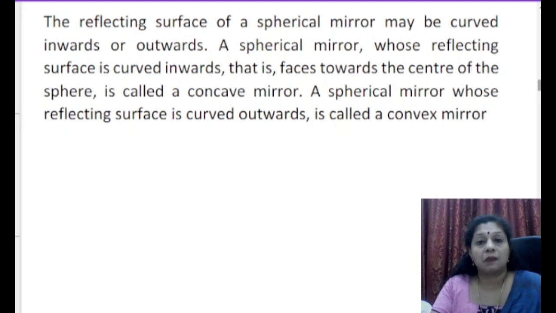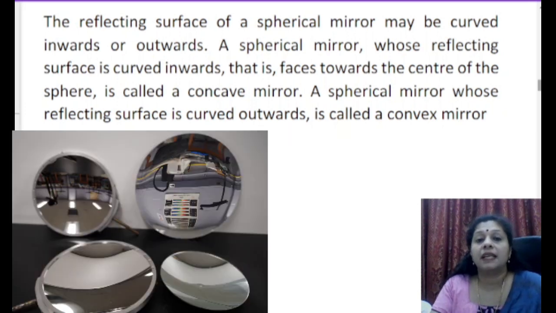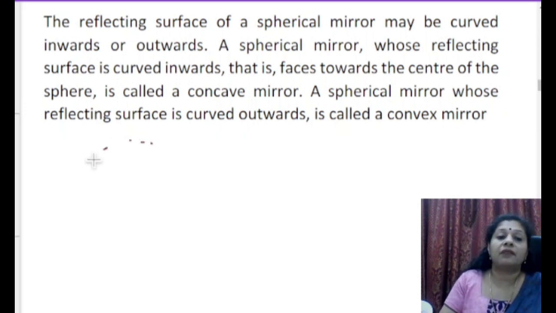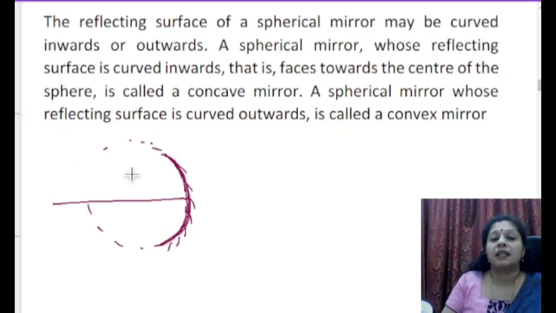There are two types of spherical mirrors, as I mentioned, concave and convex. The reflecting surface of a spherical mirror may be curved inwards or outwards. A spherical mirror whose reflecting surface is curved inwards, that is, faces towards the center of the sphere, is called a concave mirror. I told you it is a part of a sphere. This is the reflecting surface and this is the non-reflecting surface. Light is falling on the surface, then it is reflecting. Because it is curved inwards, it is the concave mirror.